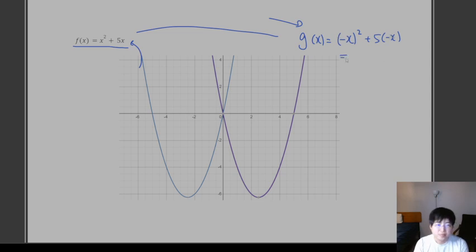Then, what is negative x squared? Negative times negative is positive, so this is going to be positive x squared. Then what is negative x times 5 next? Negative times positive is negative, so this is going to be minus 5x. And if you graph this, that's going to be this purple parabola or the purple graph. And as you can see, that is reflection over y-axis, okay?